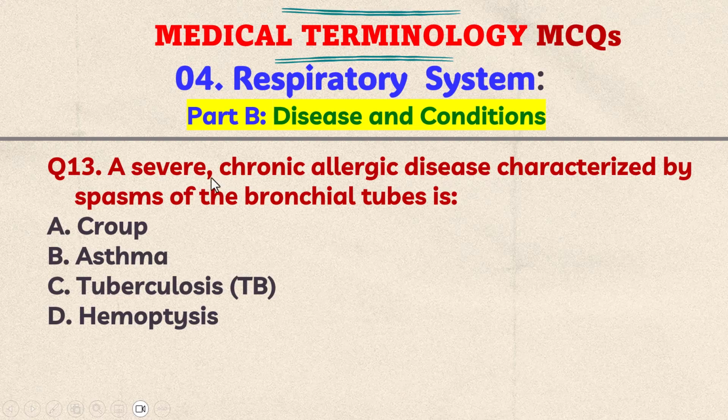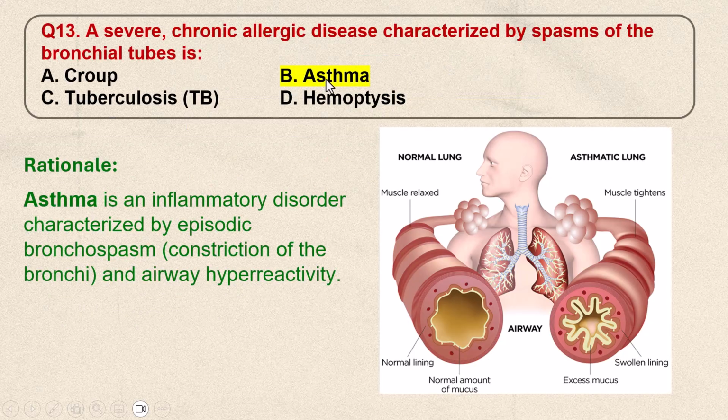A severe chronic allergic disease characterized by spasms of the bronchial tube is A, croup, B, asthma, C, tuberculosis, D, hemoptysis. Think the answer. The correct answer is B, asthma. You can see in the normal lung, the normal lining of the airway. On the asthmatic lung, you can see the swollen lining and excess mucus. So asthma is an inflammatory disorder characterized by episodic bronchospasm, that is constriction of the bronchi, and airway hyperactivity.